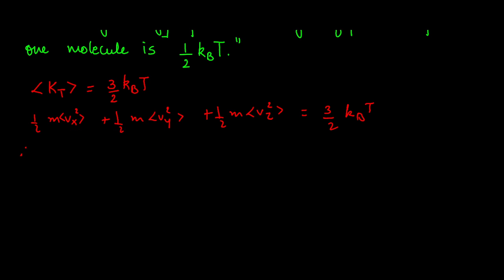Now if all the three are equal, I can easily write this as 3 times 1/2 mvx square on average. Is it okay? Left side clear?